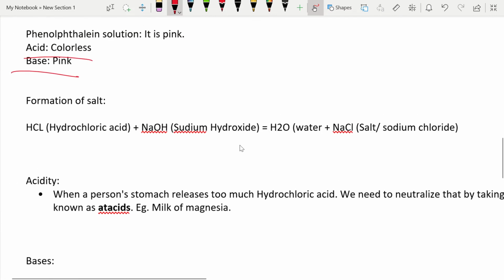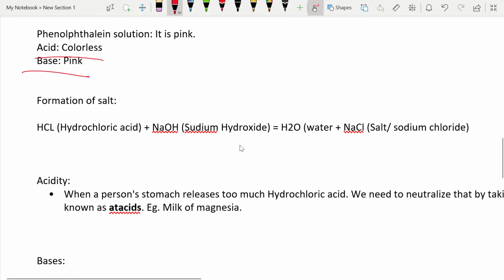Formation of salt. Now, as I told you, when you add an acid and a base together, they form salt. So let's take an example of this with chemicals. Hydrochloric acid, which is obviously an acid, plus NaOH, which is sodium hydroxide, which is a base, is equal to H2O, which is water, plus NaCl, which is common salt or sodium chloride.